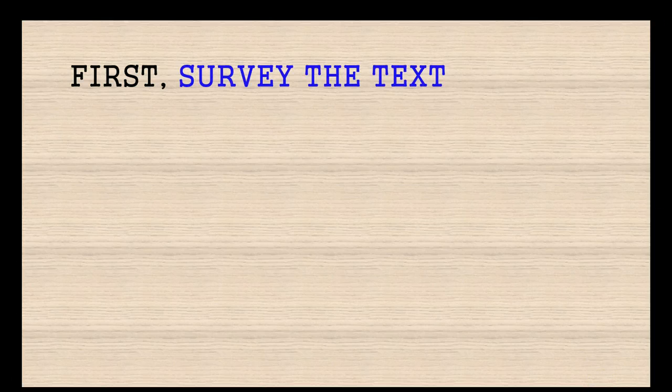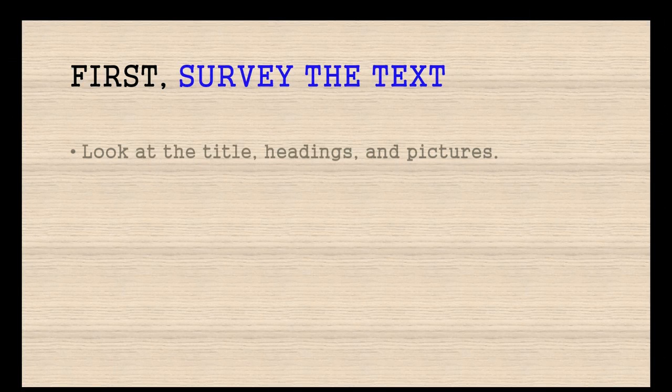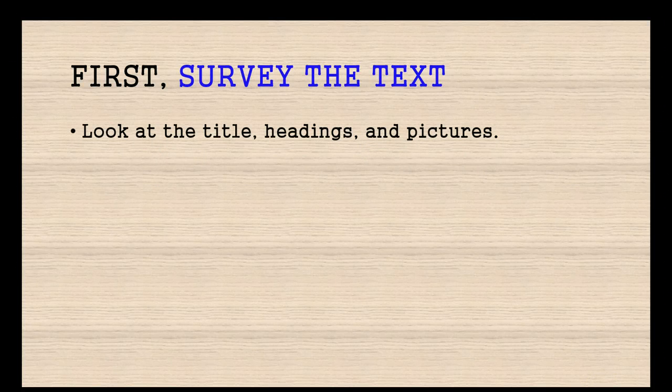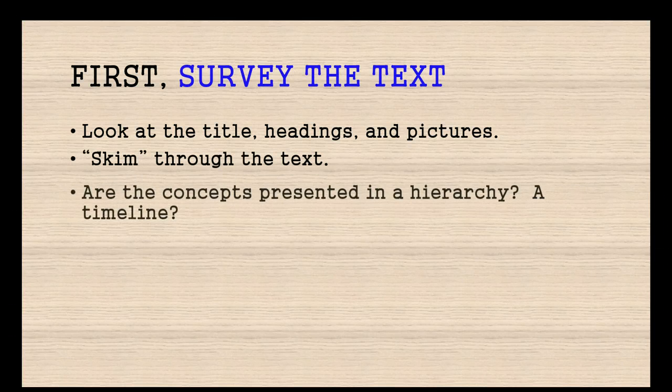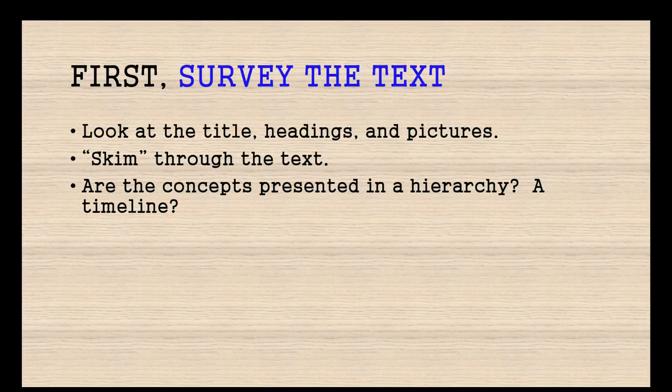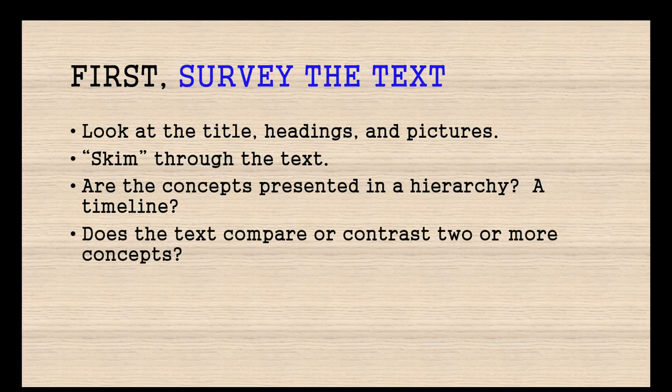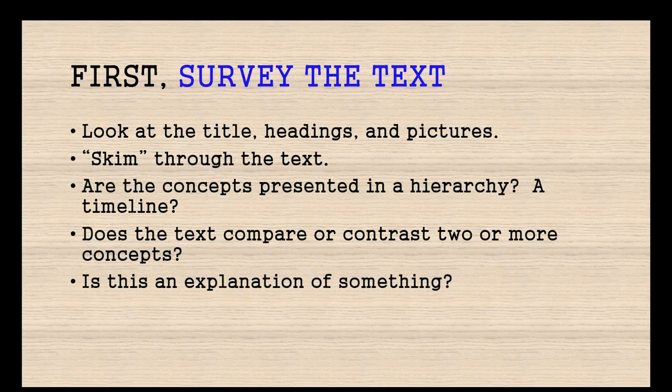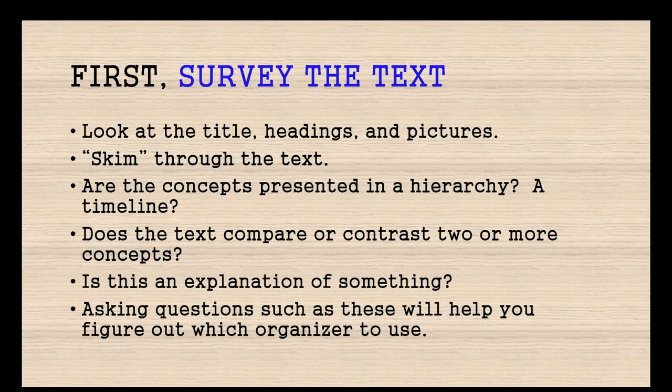First thing you want to do is survey the text. So just scan it, skim it. Look at the title, the headings, and the pictures. Skim through the text. How are the concepts presented? A hierarchy, a timeline? Is it a compare and contrast type thing? Is this whole text explaining something?